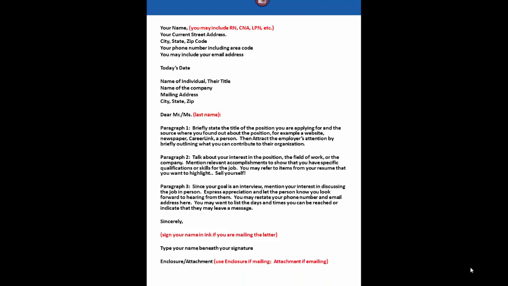Leave one more blank line after you type your name, then type the word enclosure if you are mailing the letter with your resume. If you are emailing the letter with your resume, you can use the word attachment instead. When mailing your cover letter and resume, do not staple them together.